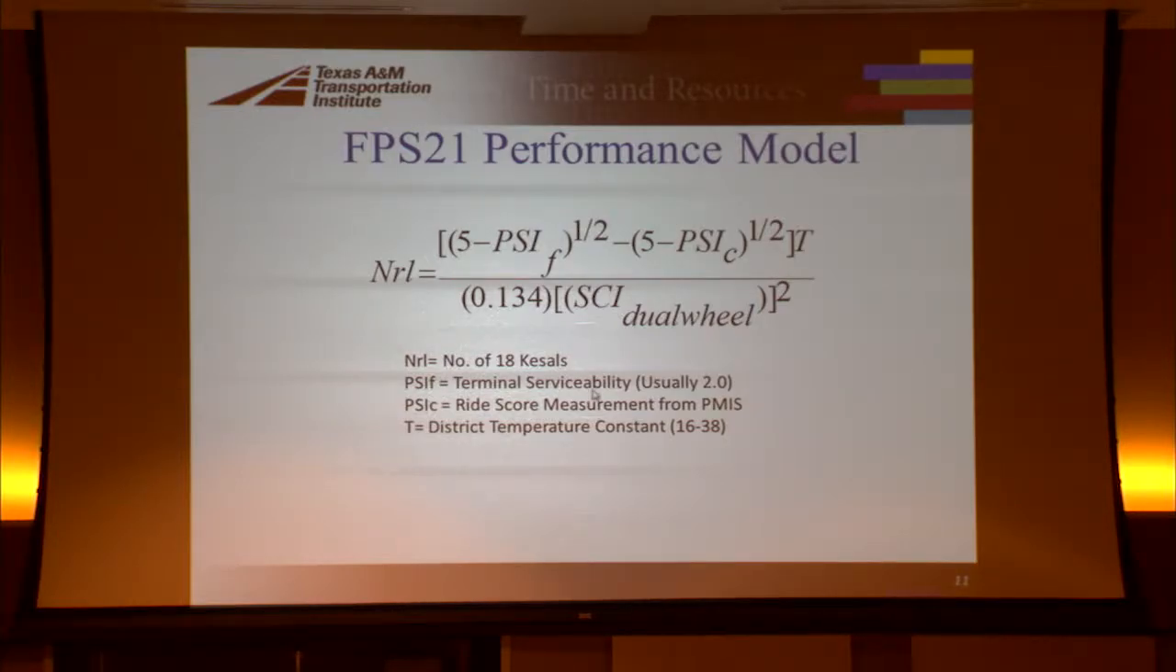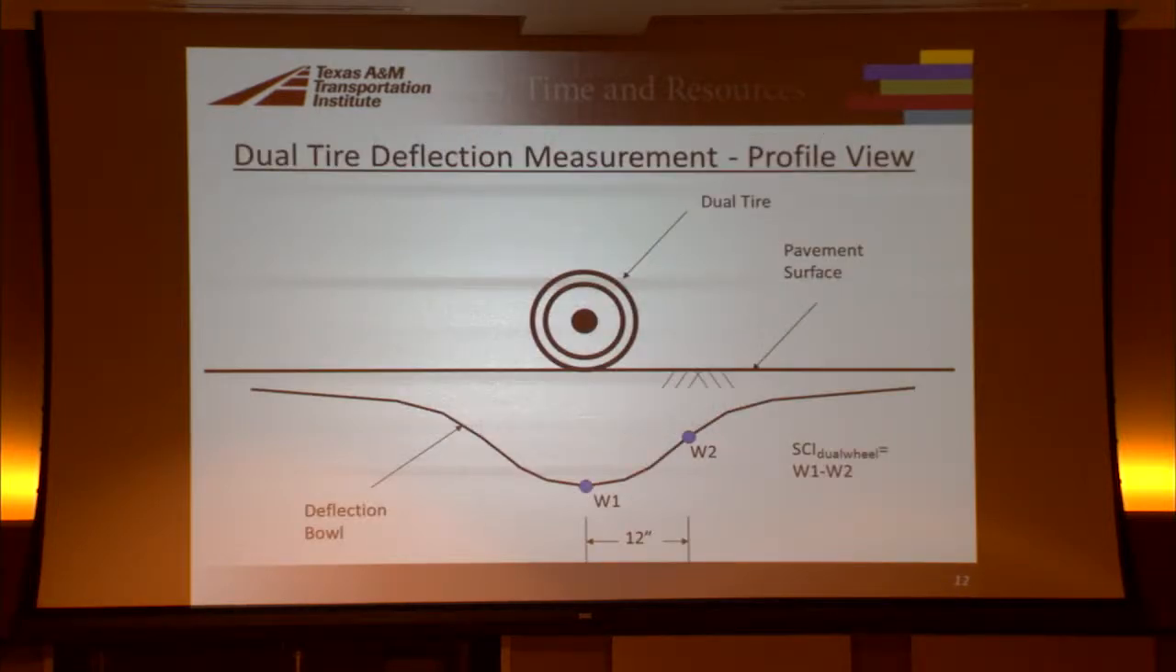That's a function of the surface curvature index, the deflection, and also the ride quality, which is also called the present serviceability index, that goes from 0 to 5. There's also a district temperature constant that I think is fixed in the program now. And this is basically another slide showing what we're looking at here in terms of deflection.